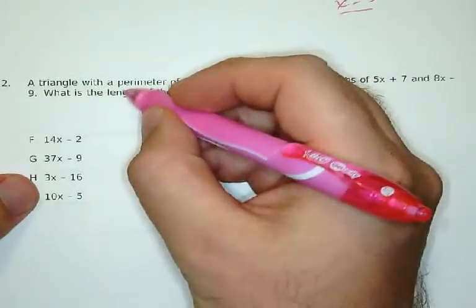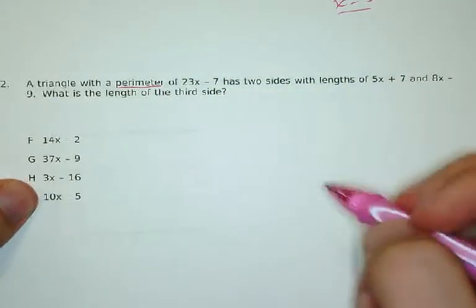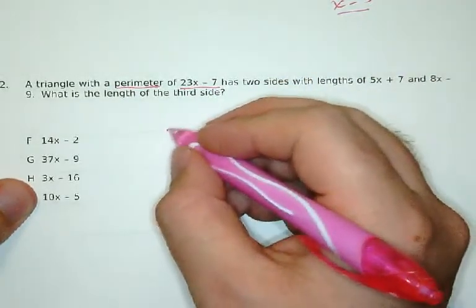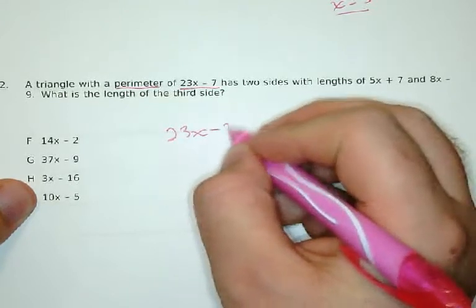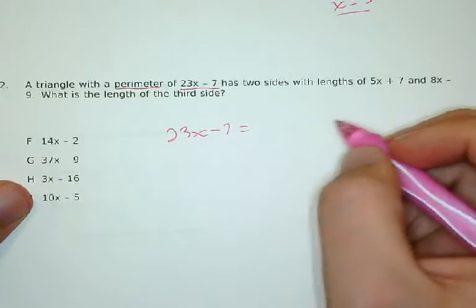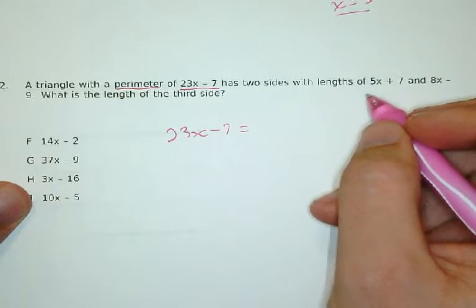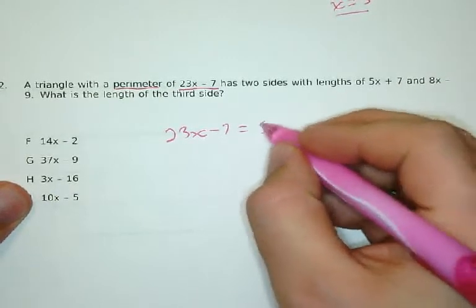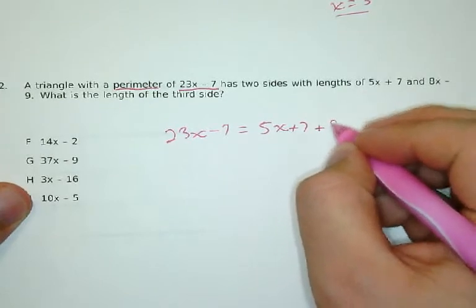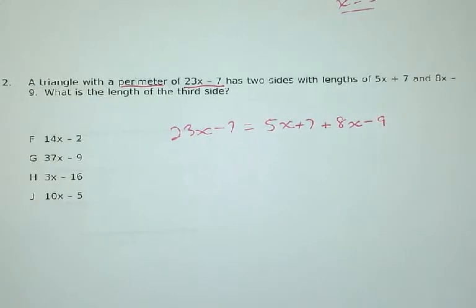Okay, so keyword here is perimeter. Remember, perimeter means we're going to add up all the sides. It says the perimeter is 23x minus 7. That should be equal to all of the side lengths added together. So, two side lengths of 5x plus 7 and 8x minus 9. It wants us to find the length of the third side.